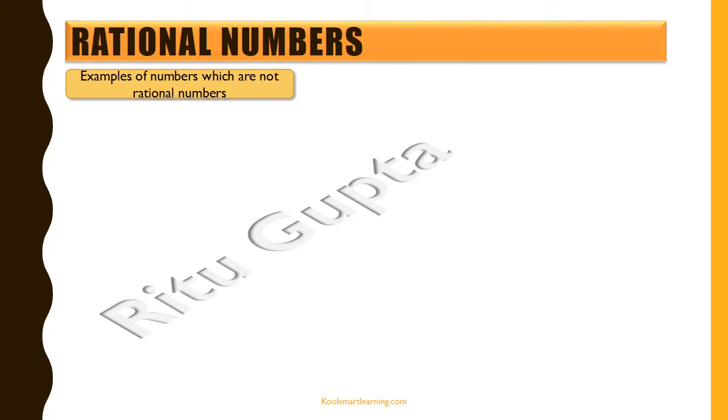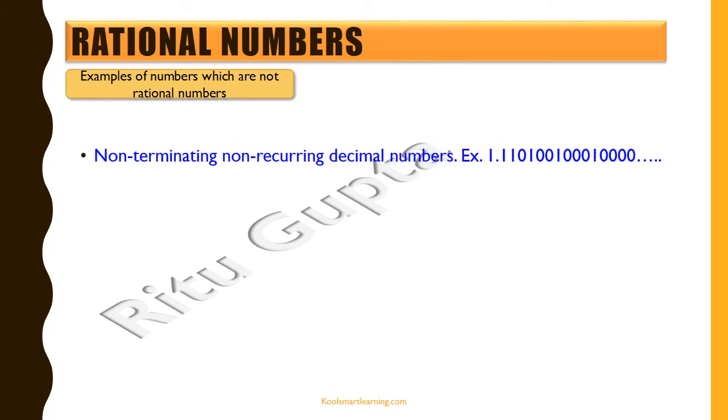Now, since we have said that all the numbers of the form p by q are rational numbers, we are saying the terminating decimal numbers and the non-terminating recurring decimal numbers are also rational numbers. So let's try and see, are there any numbers which do not fall under the category of rational numbers? Yes, there are quite a few. So first is the non-terminating, non-recurring decimal numbers. That's of the form 1.101001000100001.